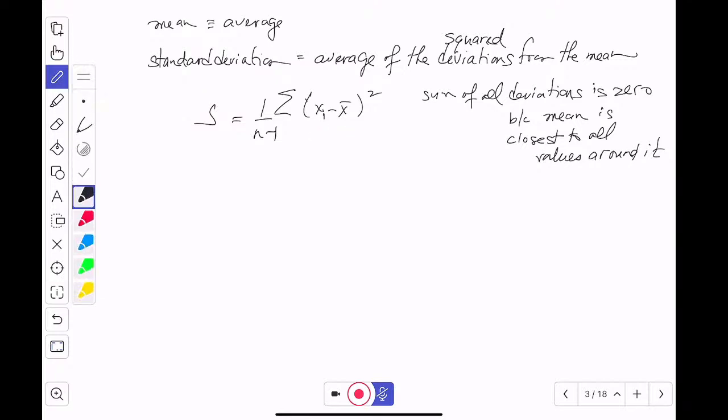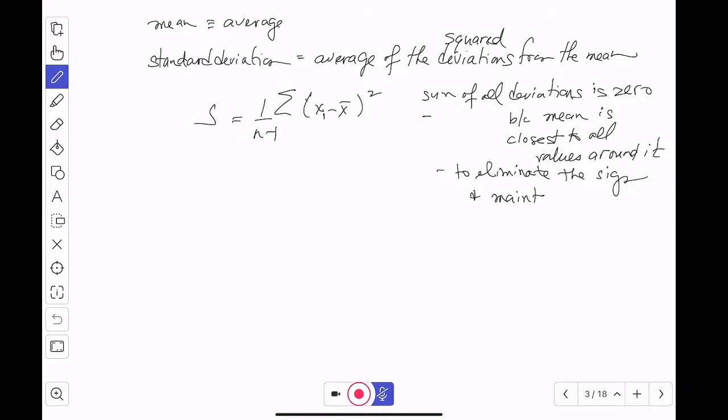To eliminate the sign and maintain the magnitude, like the value. We don't care about the sign. That's why we square it. But then at the end, when we're done, we have to take the square root. So this is the average of these squared deviations from the mean.